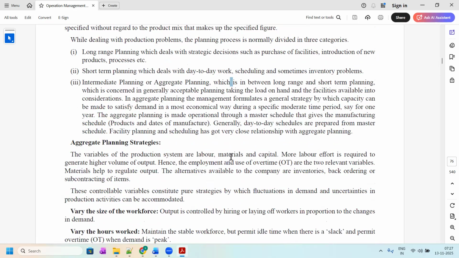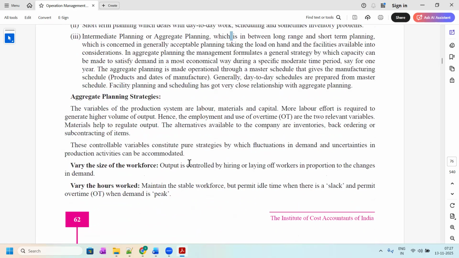Yes, sir. Then, when we talk about aggregate planning strategies, what are the main inputs of production? Your main inputs in production are labor, material, and capital.